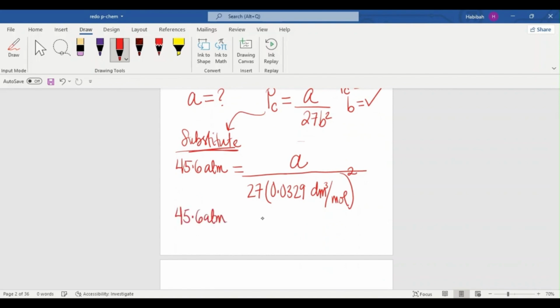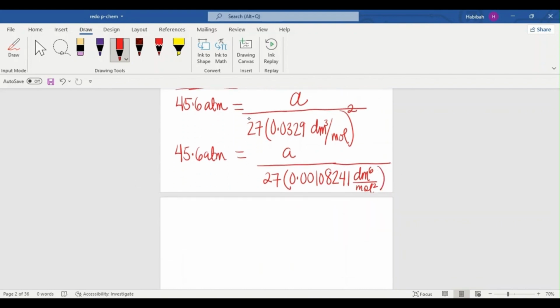45.6 atmospheres is equal to A divided by 27 times 0.0329 decimeter cubed squared, which is 0.00108 decimeter raised to the power of 6 divided by mole squared. Don't forget, we have all of this information, including the units, in squared. So in order for us to determine A, we just simply cross multiply.